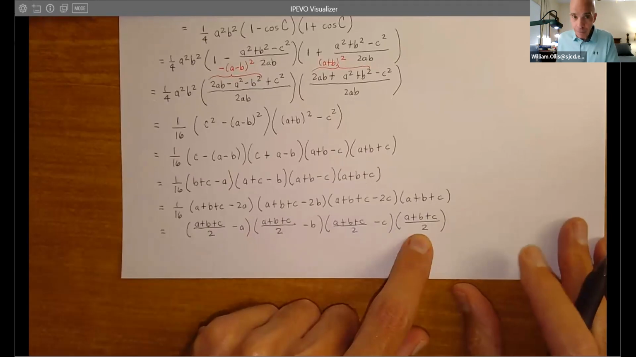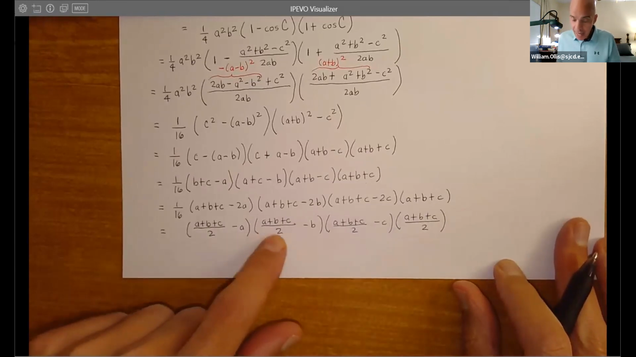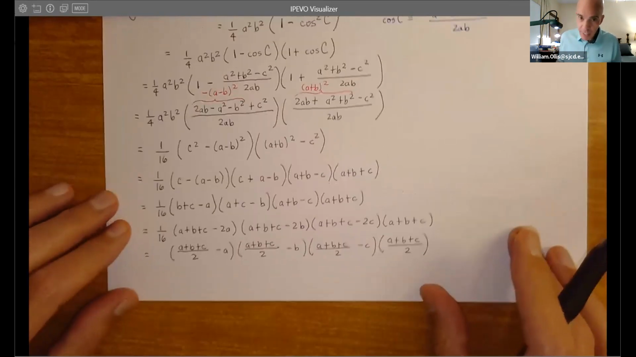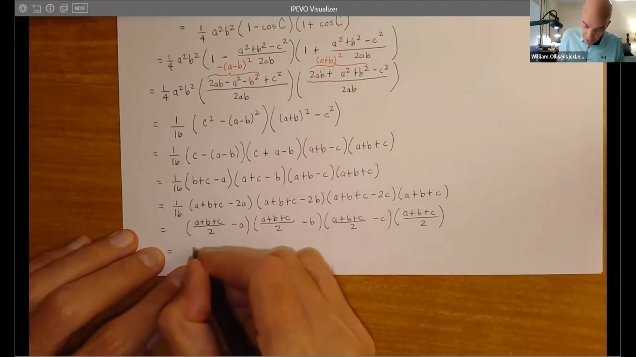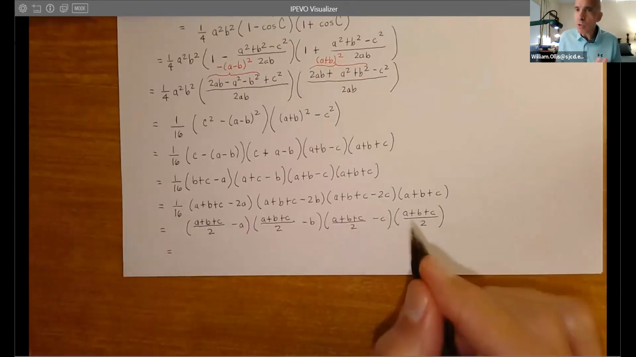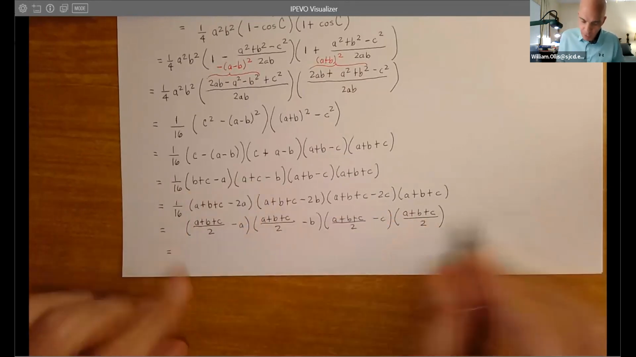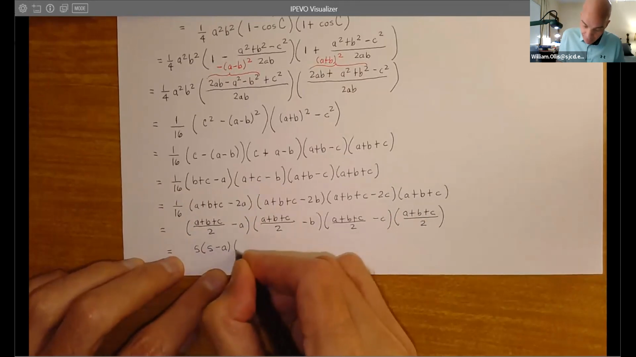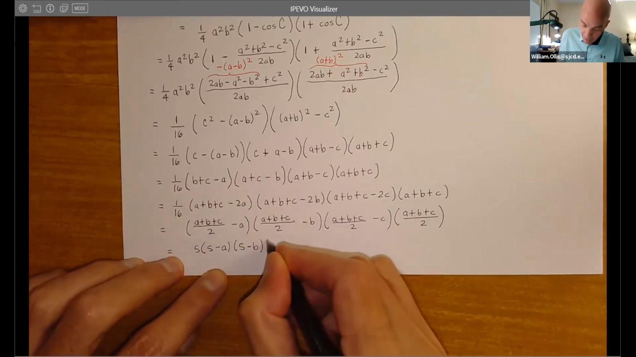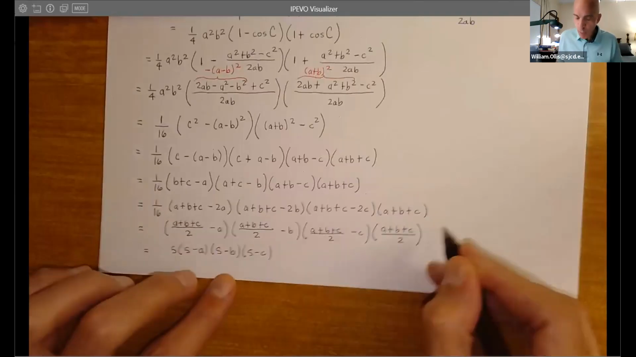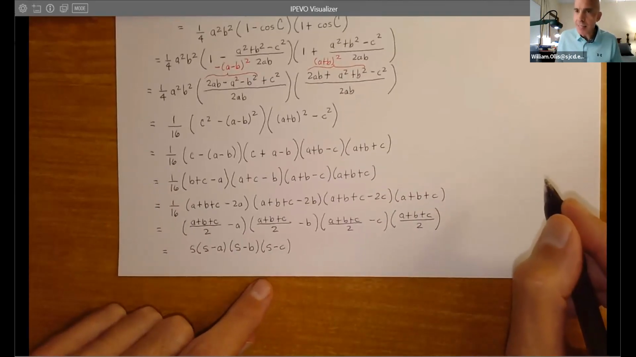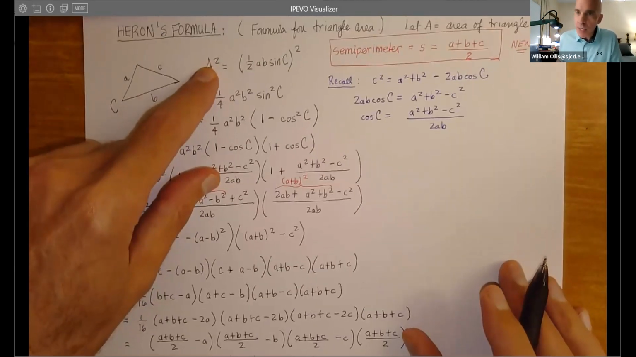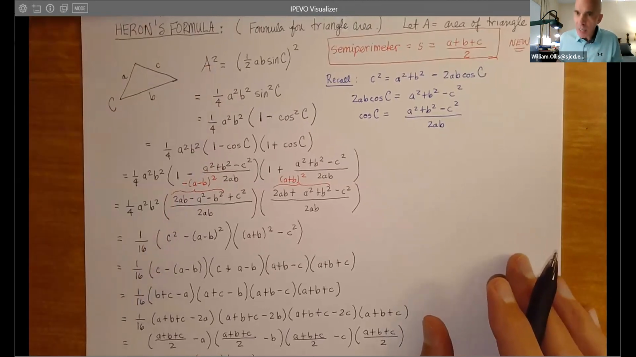So there's S minus A, S minus B, S minus C, if you can believe it. So now let's just finish it. Let's just make it look real user friendly. Let's move the S all the way up to the front. So we have S, S minus A, S minus B, S minus C. Now, when you see this formula, it's like, well, I can remember this, that's easy. S is just that. So now at this point, we take the positive square root because the area is positive.